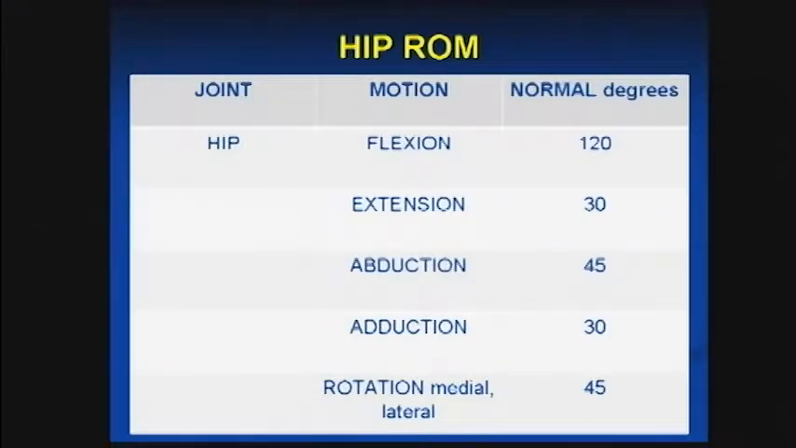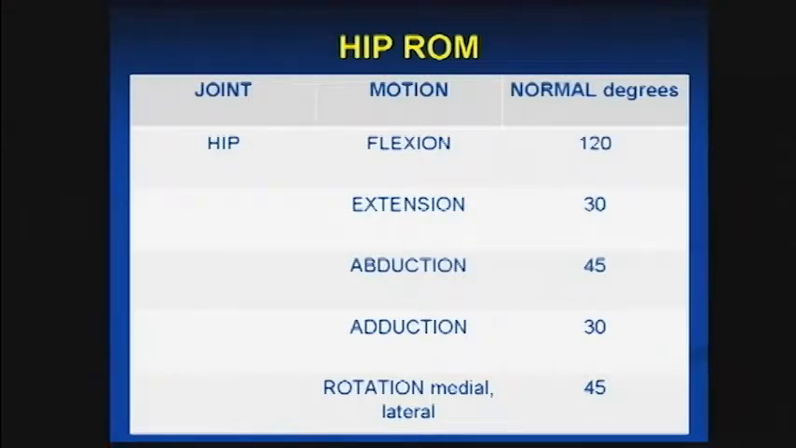Hip abduction, if you're just standing in place, hold on to something to maintain your balance. Spread your leg up, lifting it to the side. That's abduction. Should be 0 to 45 degrees. And adduction, if you crossed one leg in front of the other or behind the other. That's adduction, 0 to 30 degrees. And, of course, rotation.